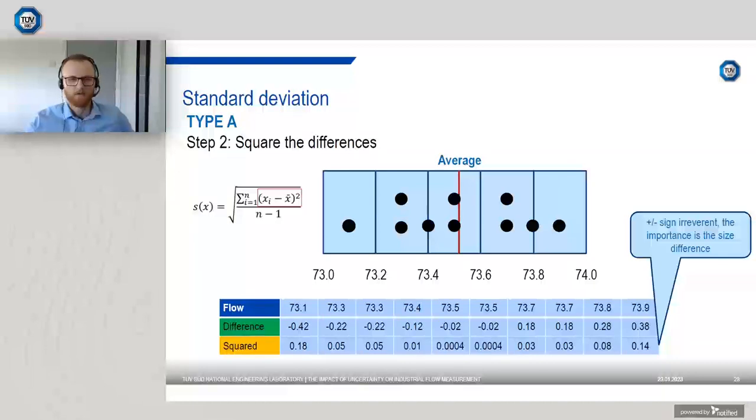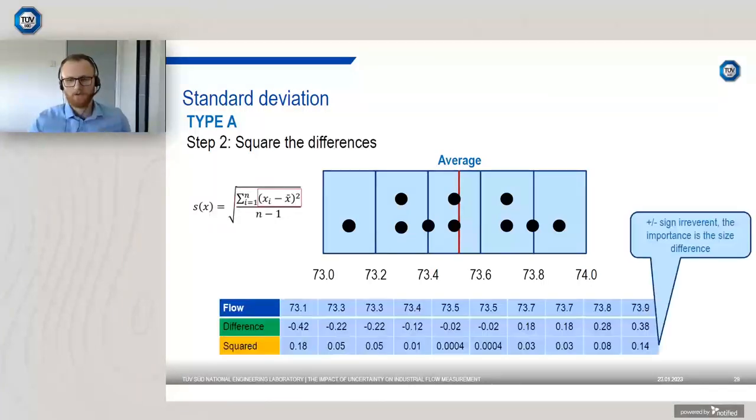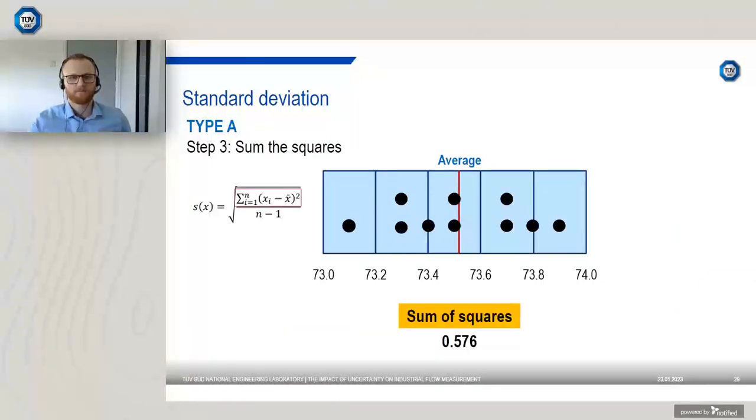The next stage in the calculation, shown in the red box again, is to square these values. We essentially square the values in the green row. From there, we sum each of the values in the squared row. Essentially sum these together. So the sum of the squared values is 0.576.